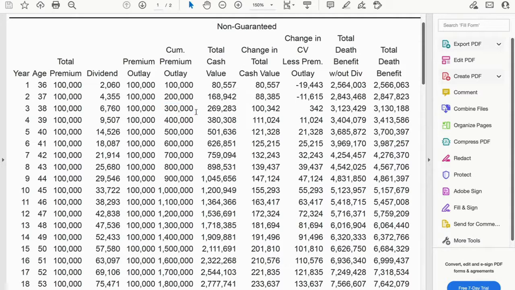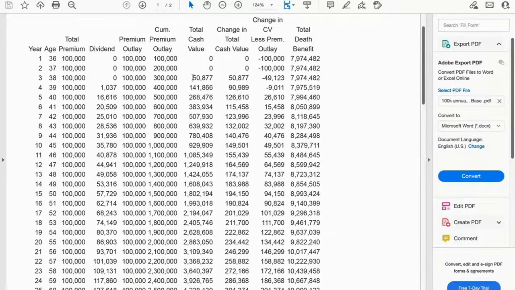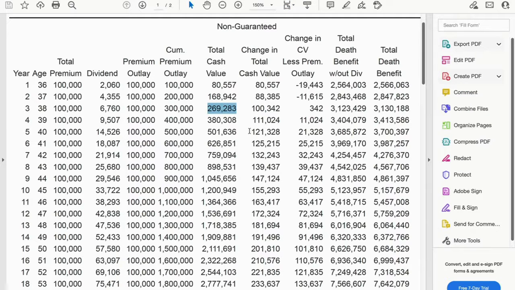Now you're going to see the difference in total cash value. We showed in the previous example that year 1 had $0. Year 1 here, there's $80,000, so there's about 80% liquidity after year 1. Year 2, there's $168,000. Year 3, there's $269,000. So if we go back to the previous example, year 3 had $50,000, and year 3 here has $269,000. A drastic difference. You're asking, well, how is that possible?